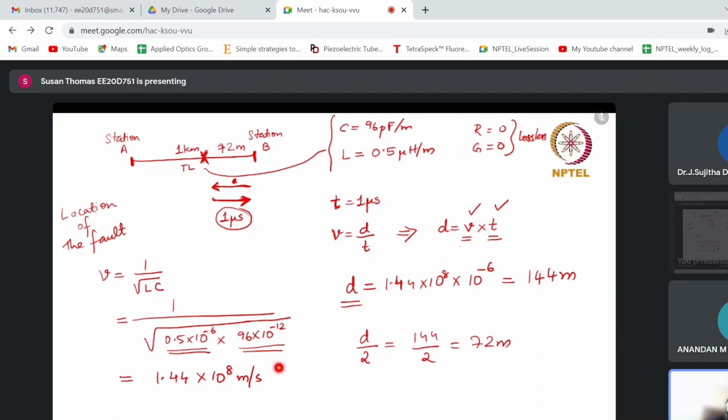Now the distance from station A is very easy to calculate. The total length of the line is 1000, so 1000 minus 72 gives us 928 meters. So the fault location from A is 928 meters. This is a very interesting question based on time domain reflectometry, which is used for analyzing faults in a transmission line.